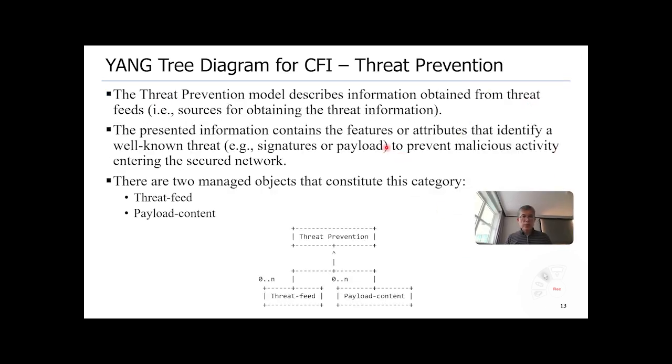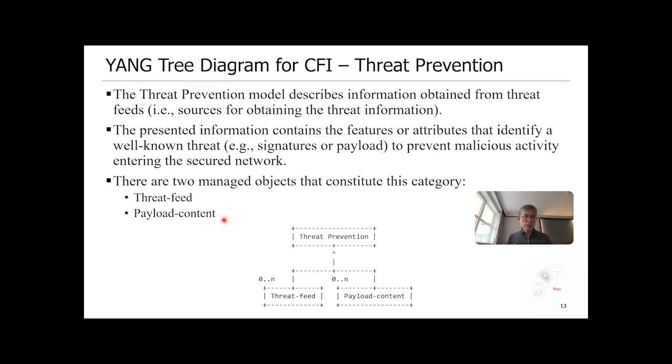From now on, I will explain the YANG tree diagram for CFI threat prevention. The threat prevention model describes information obtained from threat feeds. Threat feeds describe the security attack threats, sources for obtaining the threat information. The presented information contains the features or attributes that identify a well-known threat, such as signatures or payload, some bitstring pattern, to prevent malicious activity entering the secured network.